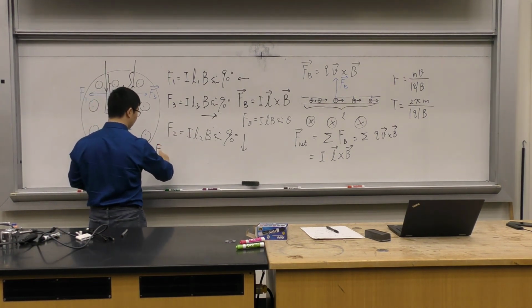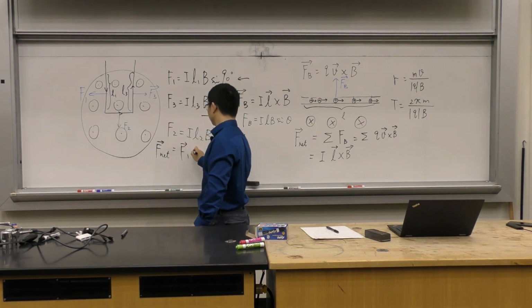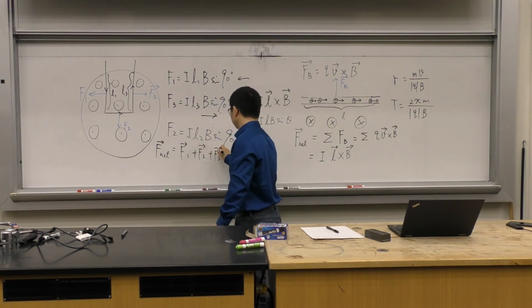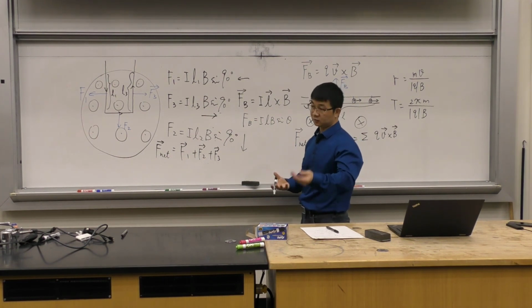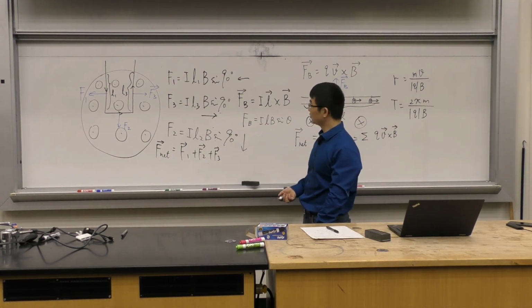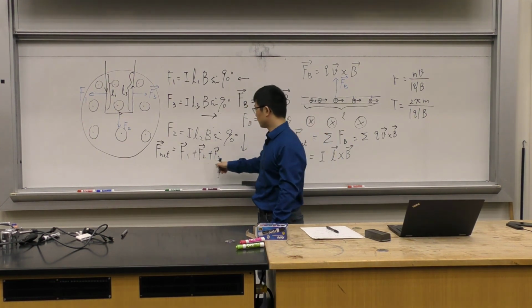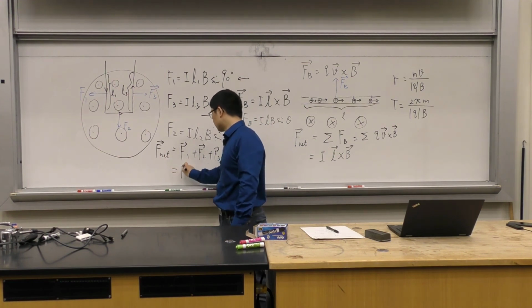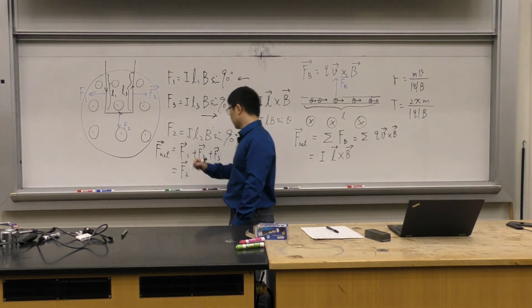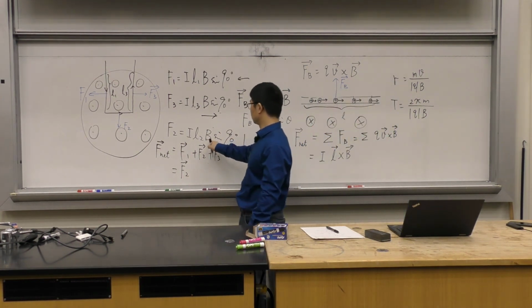So the net force, you should do F1 plus F2 plus F3 as vectors, right? Then you break them into X and Y, add X components together, add Y components. But in this case, it's easy because F1 and F3, you add these two vectors together, you get just 0. So the net force is just going to be F2. Right? And F2 is this expression.